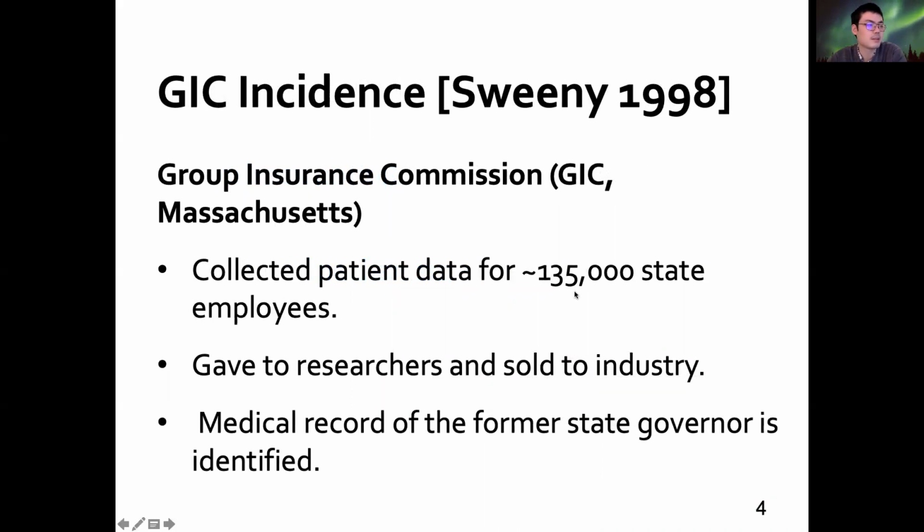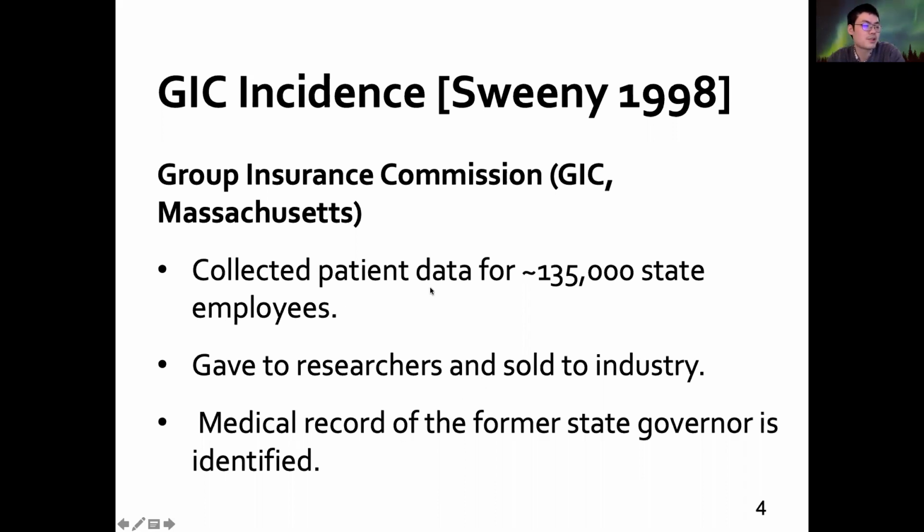So here's an event that motivates privacy-preserving data publishing, okay? This is the Group Insurance Commission, right? An organization in Massachusetts, right? And basically they have the health insurance information, okay? So they collected patient data for many employees in the state of Massachusetts, okay? And they gave this data to researchers or sold it to industry for them to analyze the data, okay? And they actually released the data for people to use, right? So to do data mining, okay?